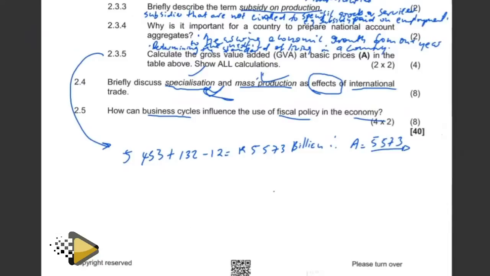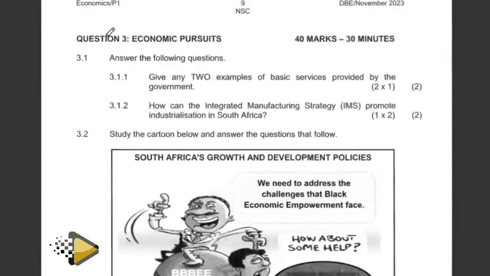The next question that we have is question 3. And if we check question 3, we have 3.1.1 up until 3.5. Okay, right. So now 3.1 reads as follows: give any two examples of basic services provided by the government. So what are the basic services that are provided by the government?